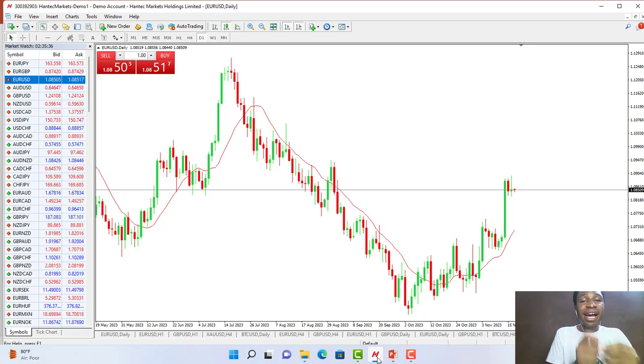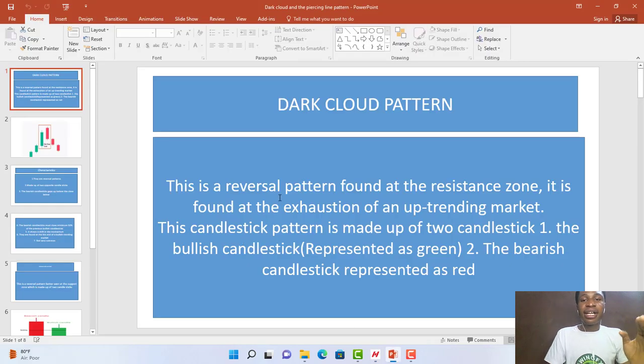Now, what is the dark cloud pattern we are talking about? This is a reversal pattern found at the resistance zone. It's usually found at the exhaustion of an uptrending market. So you don't expect to see it at the support level, no, or in a downtrending market, no. You see it at the end of an uptrending market, when the market is about to make a reversal, that's where you see it, right?